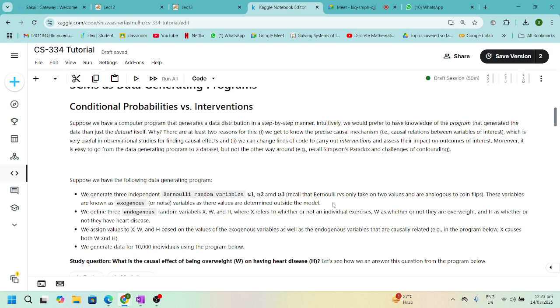Based on this, you can change the data generating algorithm. You can intervene, basically, and you can observe what the impact of your intervention is on the outcome. That's what we're going to look at again.